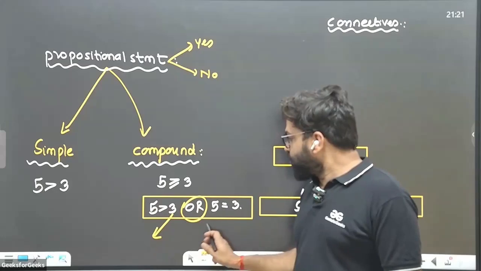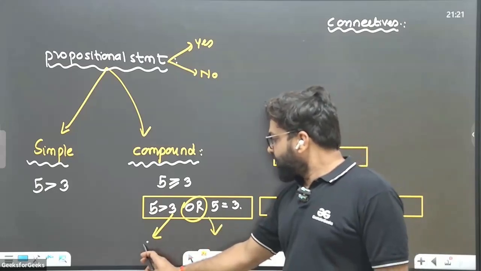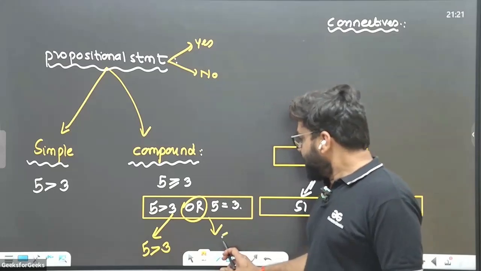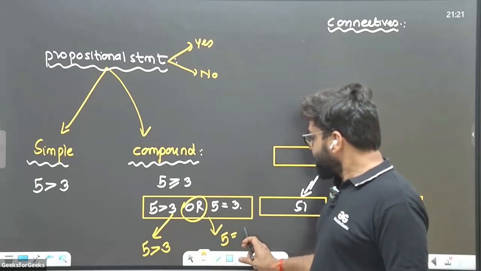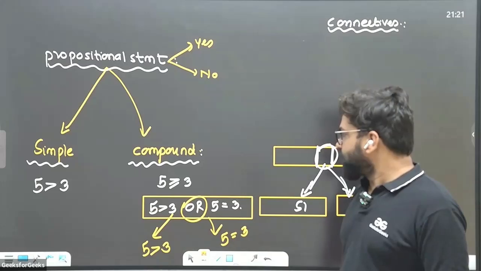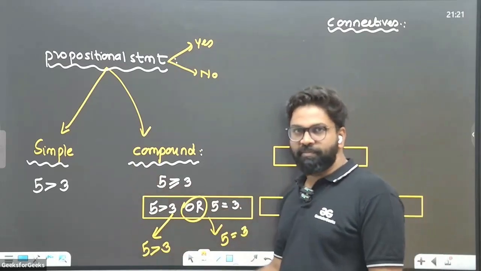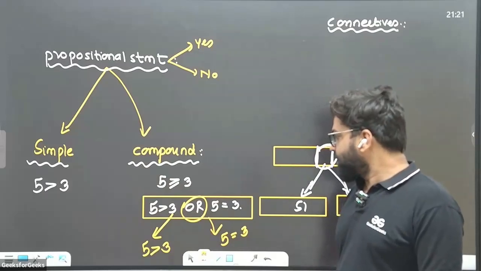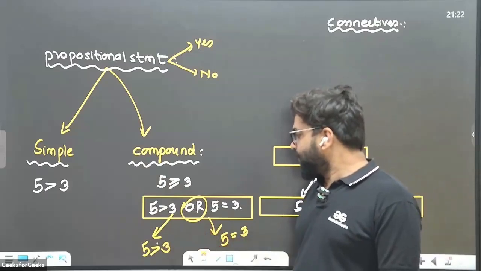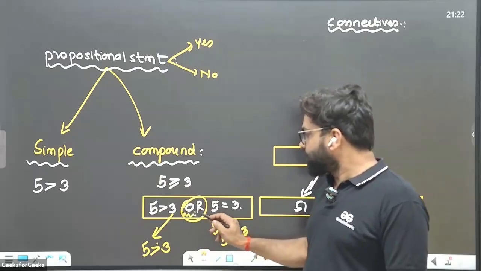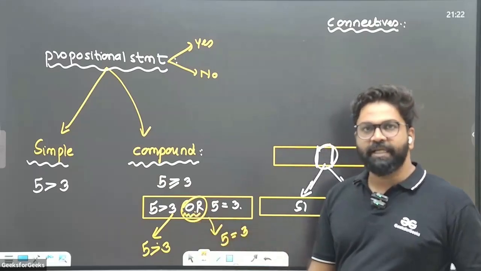Now you can divide it into two simple propositional statements, where the first simple propositional statement will be 5 is greater than 3, and the second will be 5 is equal to 3. So this is your compound propositional statement, and those are your simple propositional statements. This is your first simple, this is your second simple, and here you have OR. So this is called a connective.